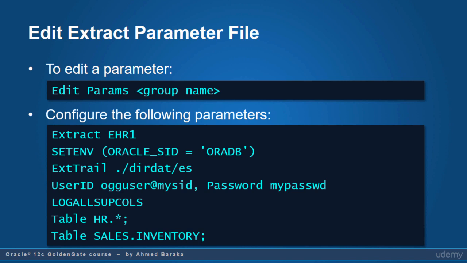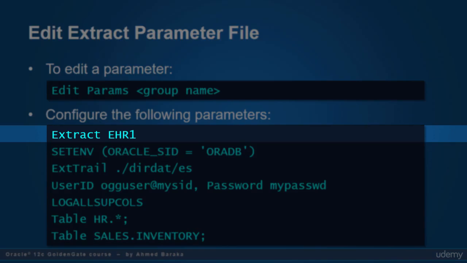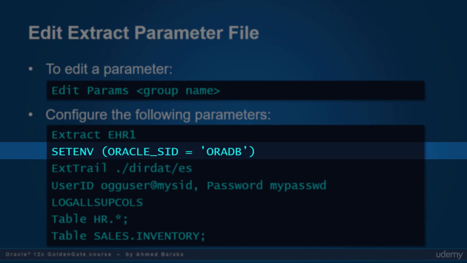The slide is showing an example of a parameter file for a primary extract process. Let's study its contents. The first line is indicating the type of the process followed by the group name. In this example, the process type is EXTRACT, and the group name is EHR1. The second line sets the default of the environment variable ORACLE_SID. If you don't set it in the parameter file, the operating system value will take effect. You can set any other environment variable if need be, like ORACLE_HOME or NLS_LANG.